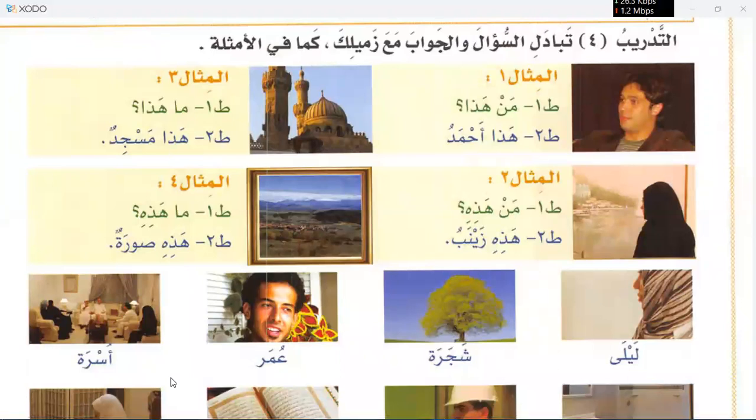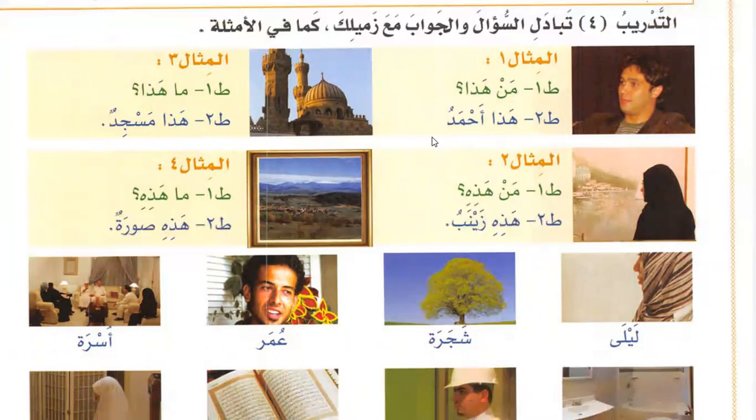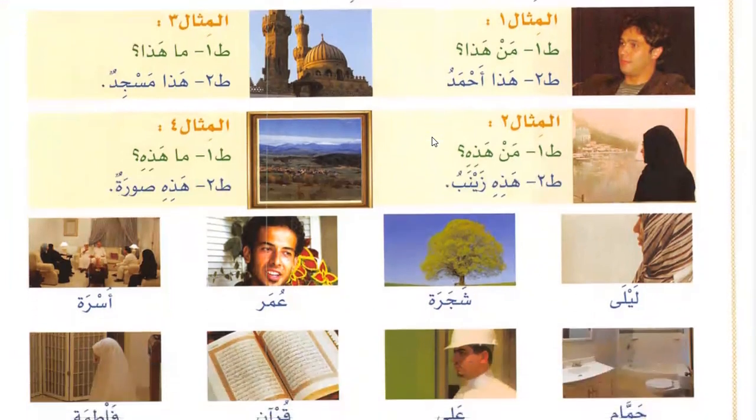Mr. Arun Riyas. Man haza? Who is it? Mr. Jawad answered her. Haza Ahmed. This is Ahmed. Ma haza? What is this? Haza masjid. This is a masjid.